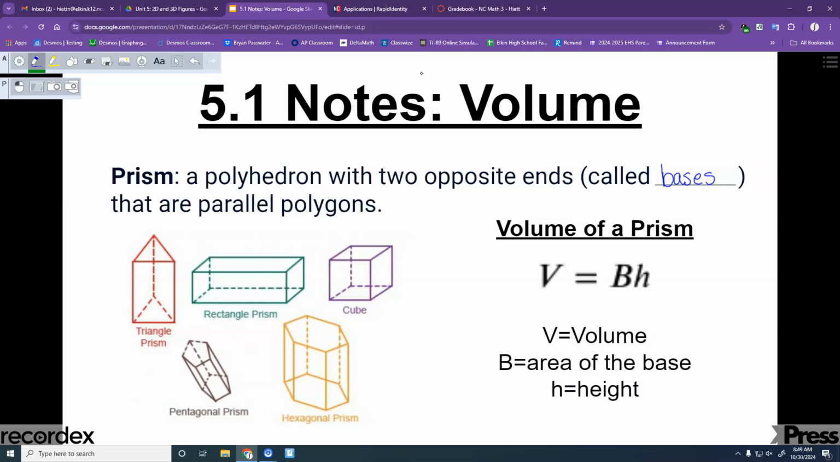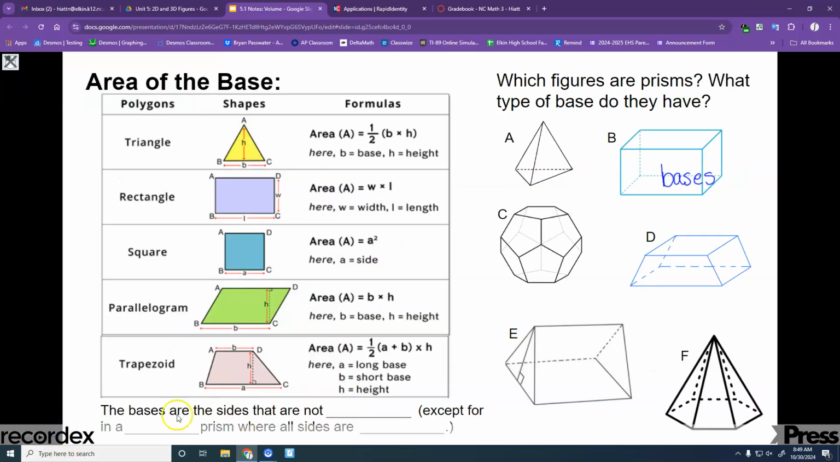We'll look at more here in a second. So for the volume of a prism, it is always the area of the base times the height. Okay? So, area of the base times the height. And there are a lot of types of bases that you can have.